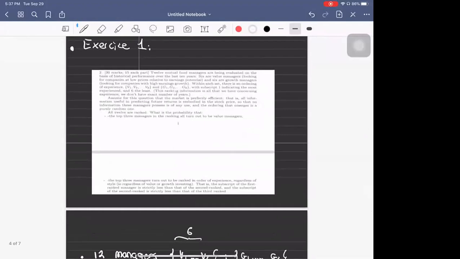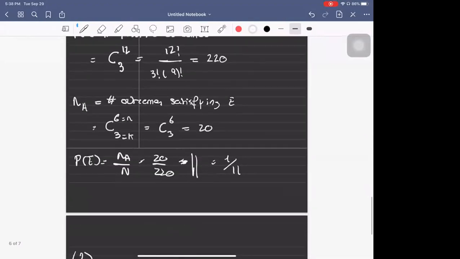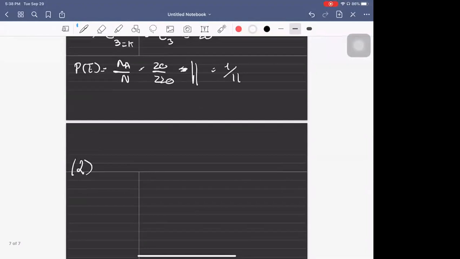So now let's assume we have the top 3 managers, all 12 are ranked, and we want to know the probability that the top 3 managers turn out to be ranked in order of experience, regardless of style. That is, the first subscript is strictly less than the second, which is strictly less than the third. Regardless of style means that V or G is not important.